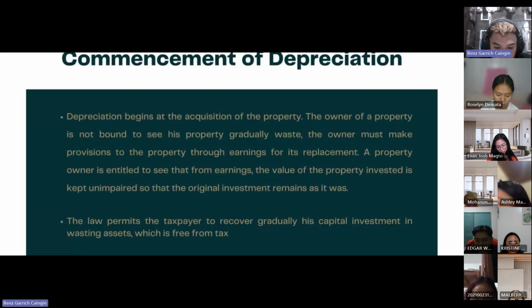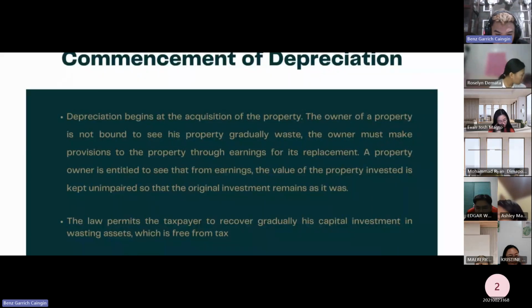So the owner of a property is not bound to see his property gradually waste. He or she must make provision through earnings for its replacement. Furthermore, a property owner is entitled to see that from the earnings, the value invested is kept unimpaired, meaning it's not weakened or damaged, so that the original investment remains as it was in the beginning at the end of any given term of years. Accordingly, the law permits the taxpayer to recover gradually his capital investment in wasting assets. So this is free from tax.